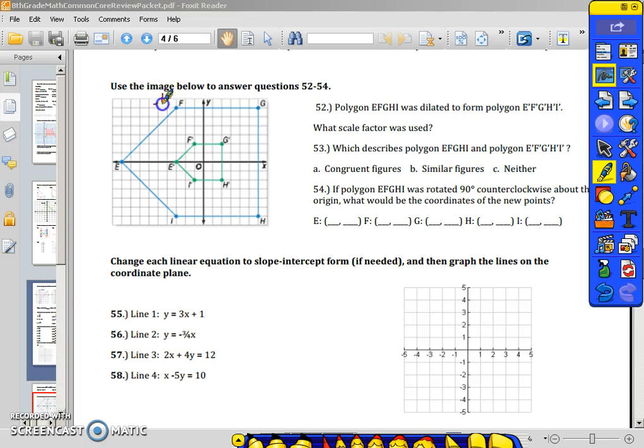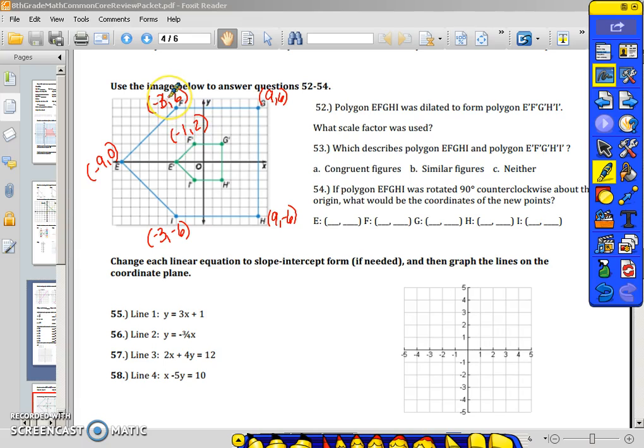F is at -3, 6. G is at 9, 6. H is at 9, -6. I is at -3, -6. E is at -9, 0. So F goes from -3, 6, and F prime is at -1, 2.